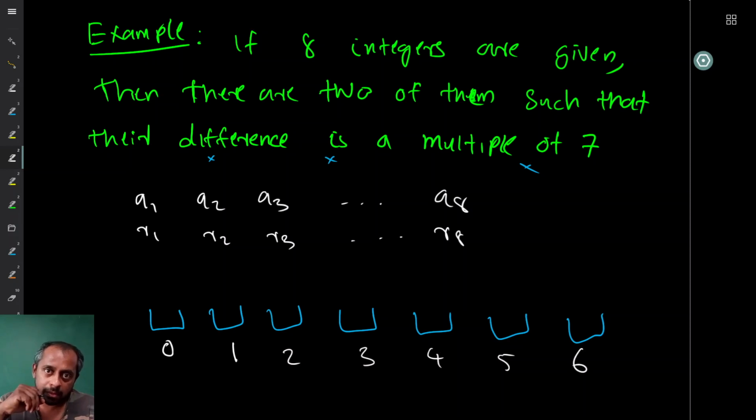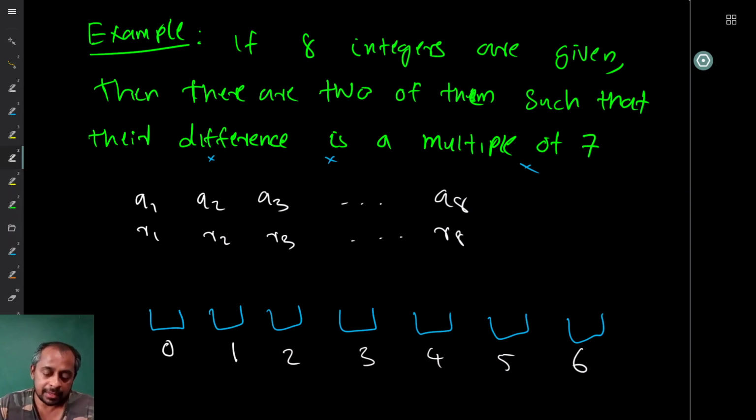Now, we have 8 numbers which you got as the remainders, and each of the remainders can now be put into one of the boxes labeled 0 to 6.